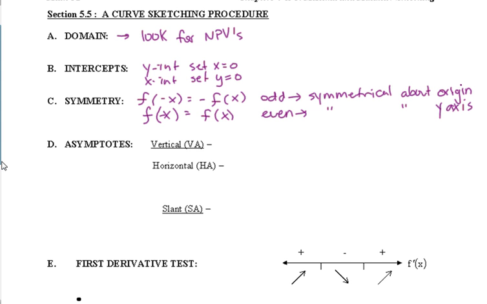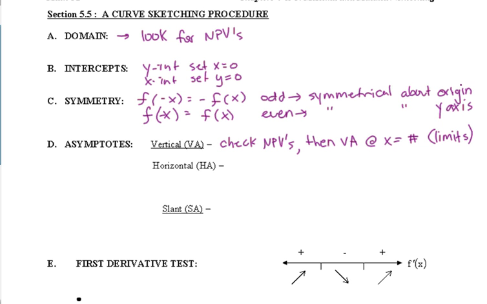Asymptotes. How do we find a vertical asymptote? If we have one, start there. We're going to use the limits. It's a rational expression and there's a variable in the denominator. So basically, check your NPVs. So then we have a vertical asymptote at x equals some number. And you're going to have to show your limits there on both sides of that number. Non-permissible value.